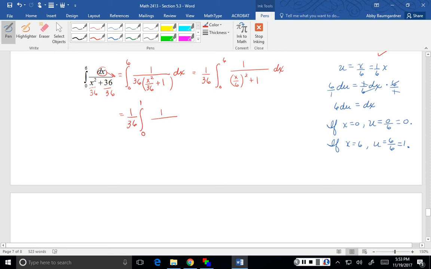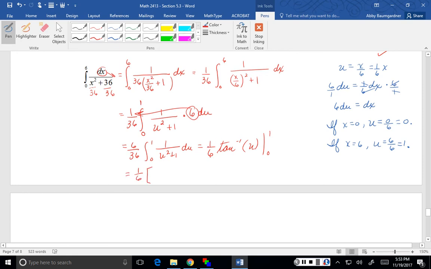My old value here used to be x divided by 6. It's now u, completely fine, plus 1. And dx is now replaced by 6 du. The 6 is just a number being multiplied, so it can go out front. That reduces to 1/6 tangent inverse of u, and u is evaluated from 0 to 1.